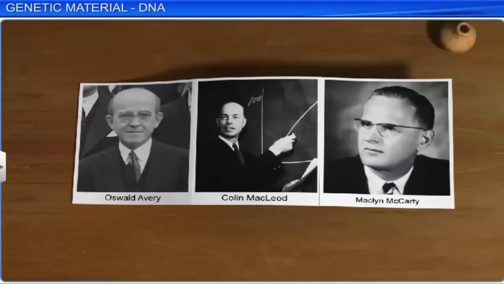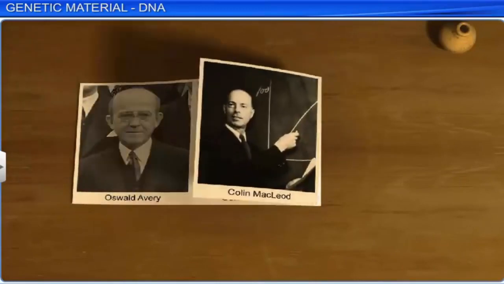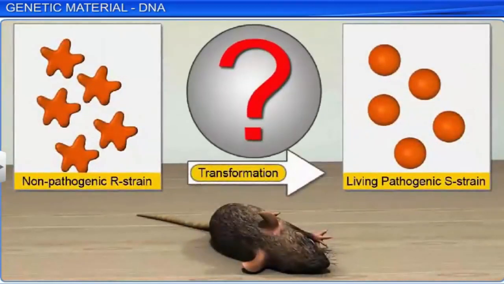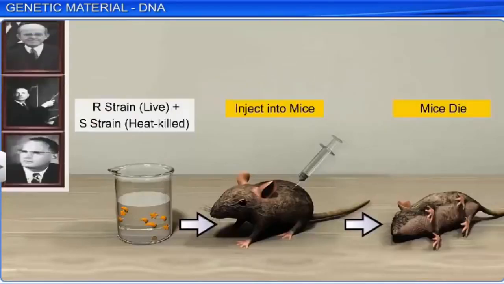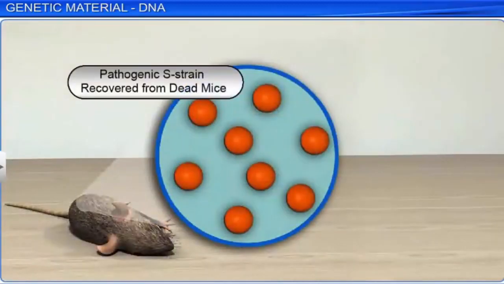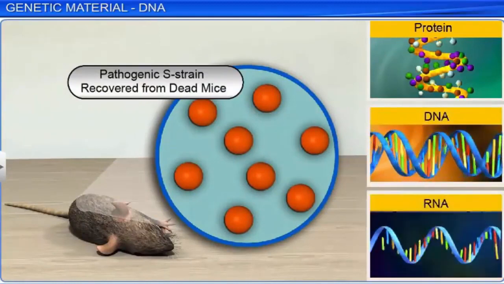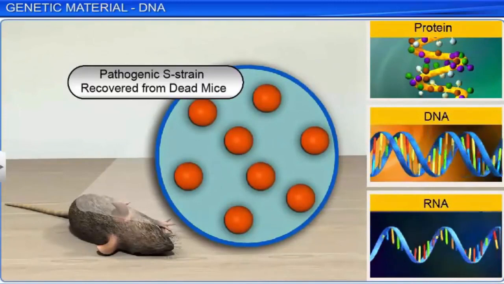However, in 1944, Oswald Avery, Colin MacLeod, and Maclyn McCarty worked together to determine the biochemical that had caused the transformation in Griffith's experiment. They repeated Griffith's experiments and purified all three biochemicals, such as proteins, DNA and RNA, from heat-killed S-strain cells to identify which one had caused the transformation.